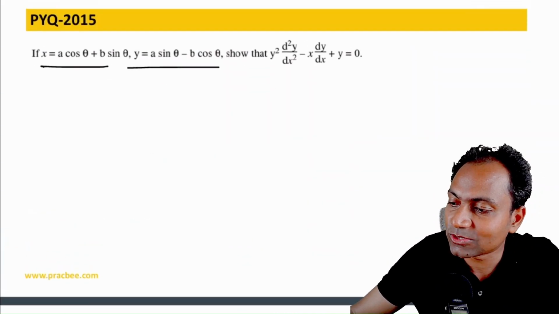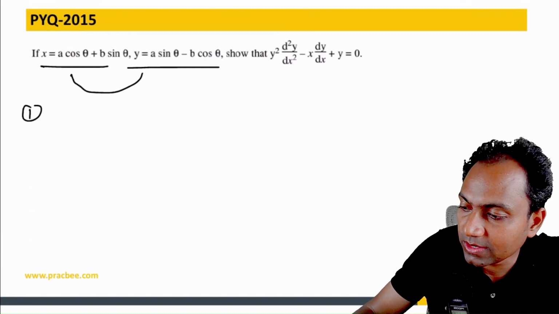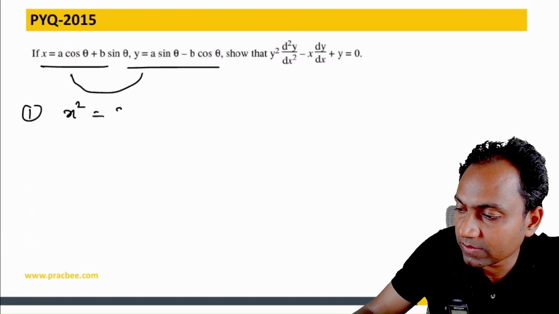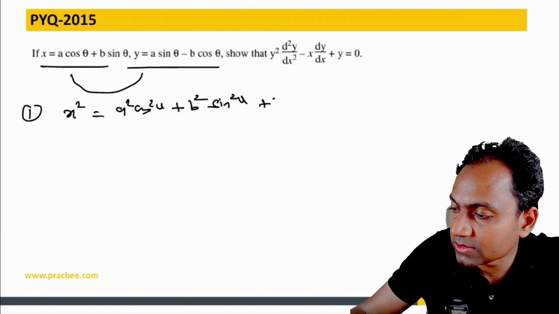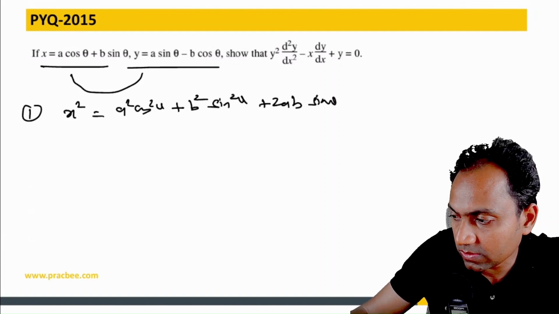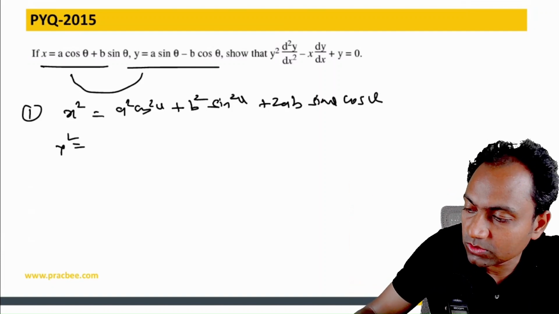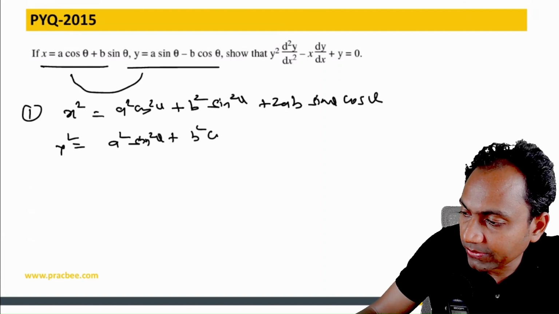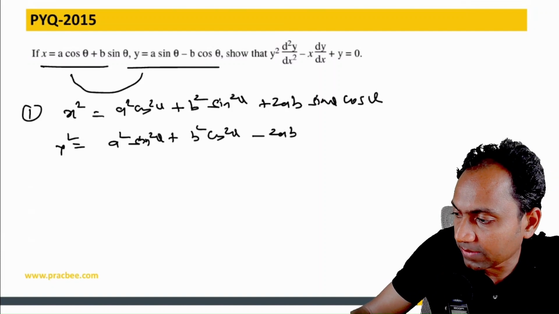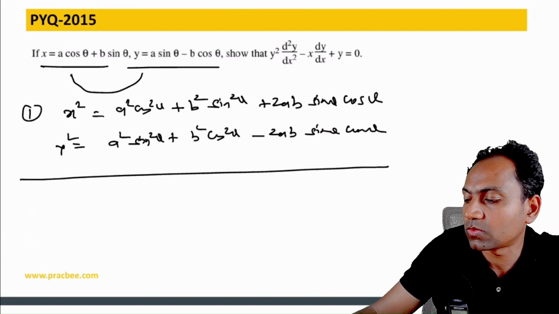Now let us see this next question, that is the 2015 question. We need to do the same thing here, eliminate the value of theta. So what I can do is square x, that will become a square cos square theta plus b square sine square theta plus 2ab sine theta cos theta. And then we can also square the other part, that is y square. So it becomes a square sine square theta plus b square cos square theta minus 2ab sine theta cos theta. And if I add both of these, what am I getting?